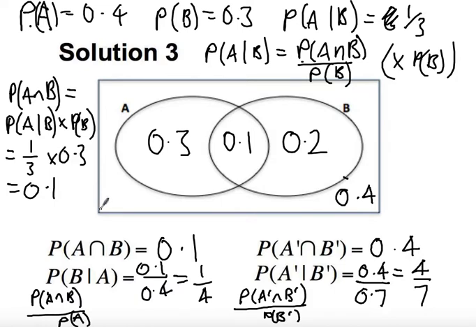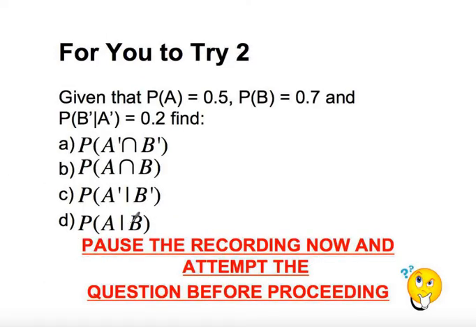Okay. Well, I hope that all made sense because now it's your turn to try. So here's one for you. Given that the probability of A is 0.5, probability of B is 0.7, and probability of B complement given A complement equals 0.2, find the following. So at this point, pause the video. Okay, welcome back. So let's have a look at the answers to this.